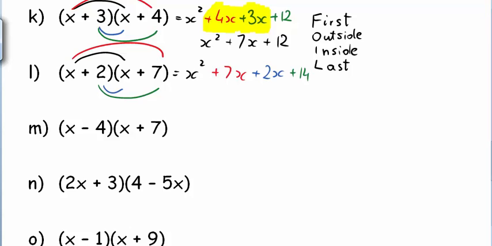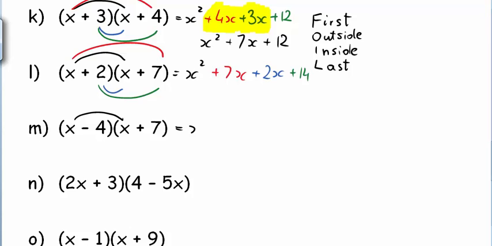Now what if you have to multiply some negatives? Watch how I do example M. It shouldn't be really much more difficult than the previous ones. It's just we're introducing a minus in there, so make sure you don't get caught up and make a mistake on this one.